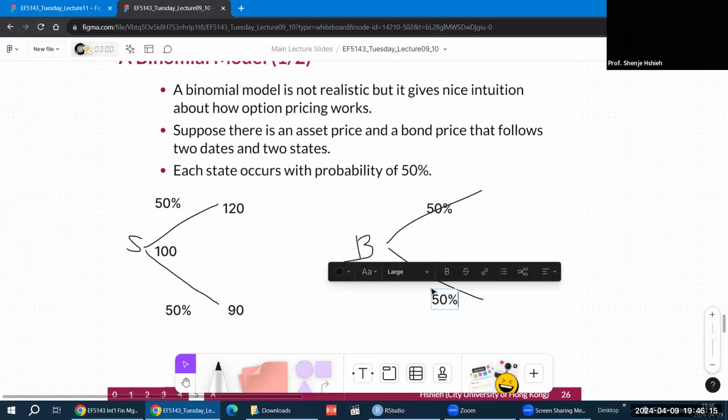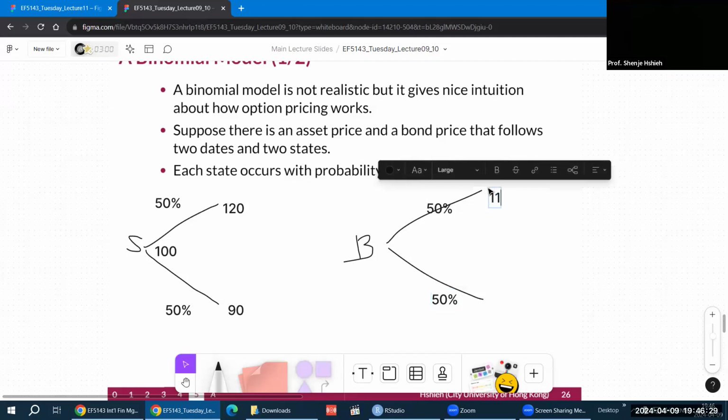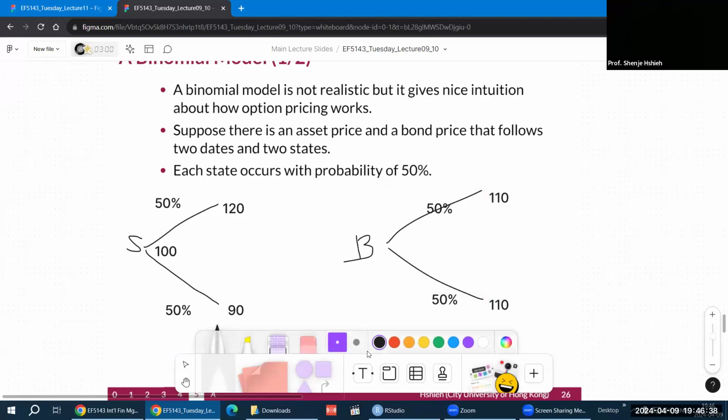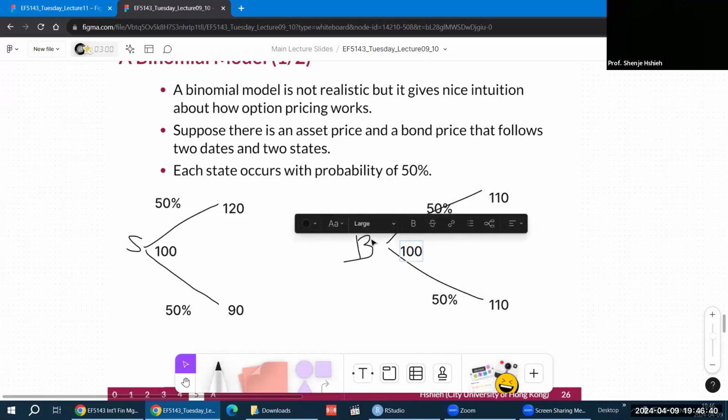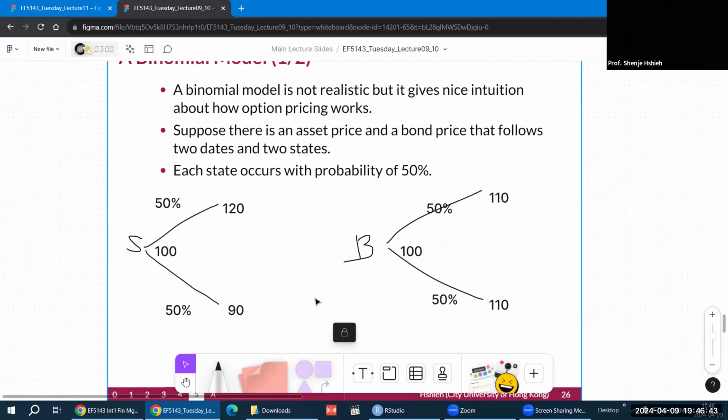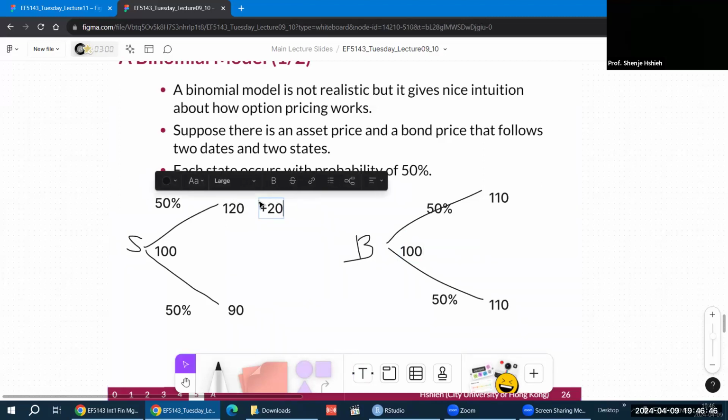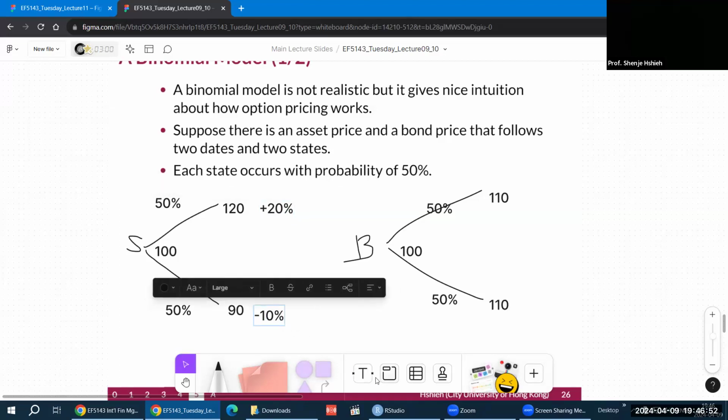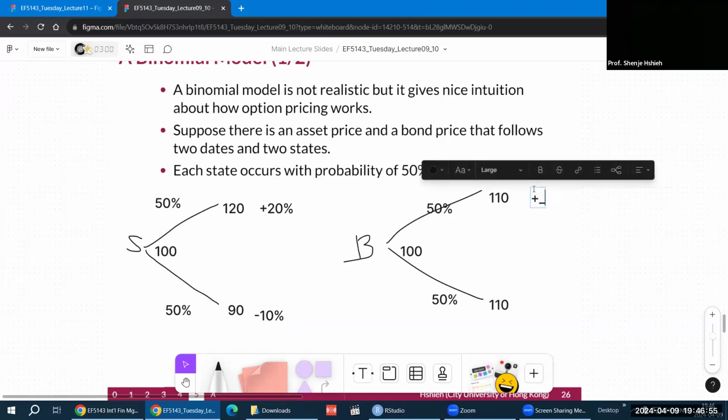Remember, this 50% is what's called real world probabilities. We don't actually observe this. We don't actually know the likelihood of a stock going up or down. I'm just telling you beforehand, 50-50. And a bond, because it's riskless, will always have the same payoff no matter what. So let's just say it's 110, and it also has a starting price of 100. If you want to put this in percentage terms, we can. This is plus 20%, this is minus 10%, and this is plus 10% no matter what.